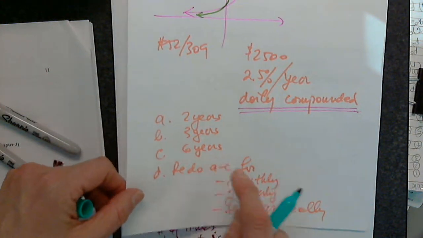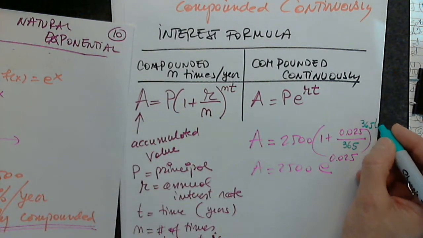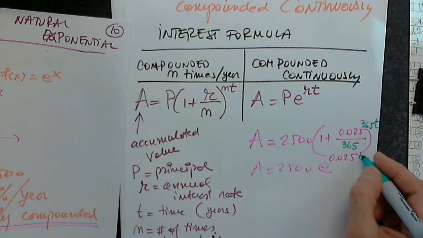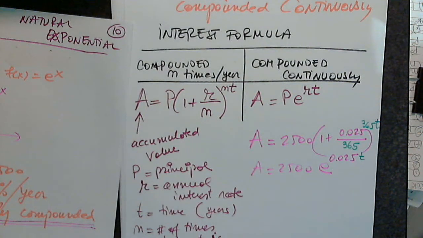I'm not going to do that 3 times. I'm going to put t. And here, the same thing, t. I'm going to go to the graphing calculator. And in y equals, clear everything you have. And let's put in 2500 in parentheses 1 plus 0.025 divided by 365. Close the parenthesis, caret. Do not forget to put parentheses.